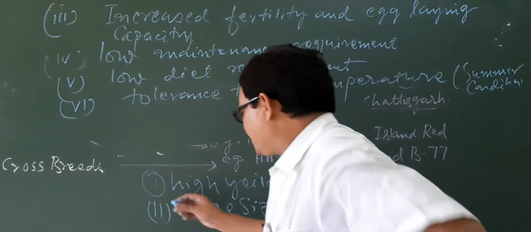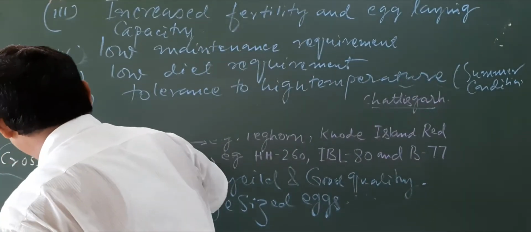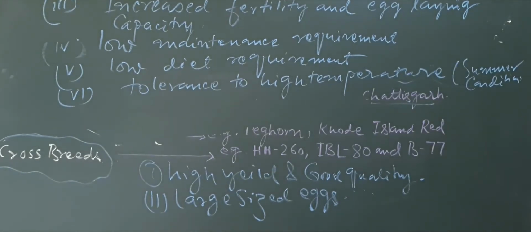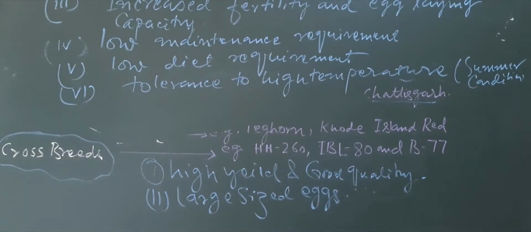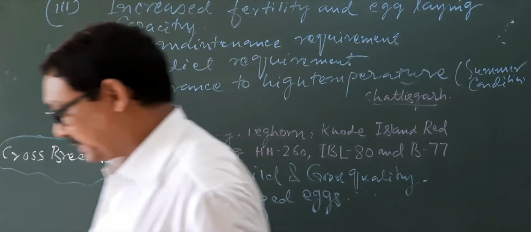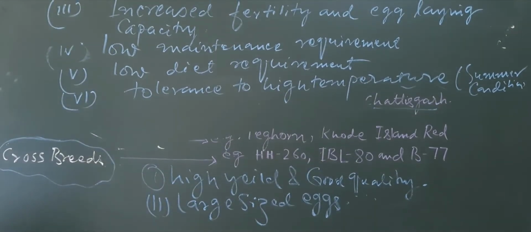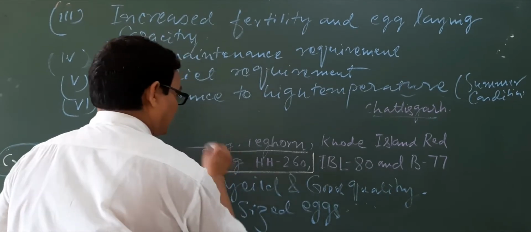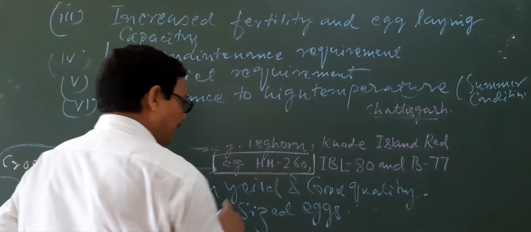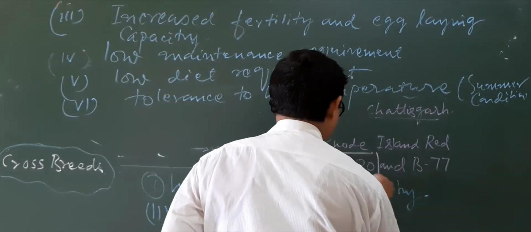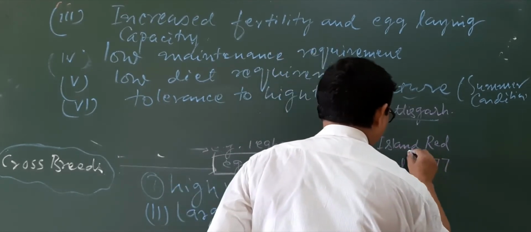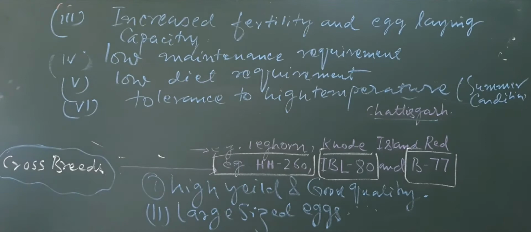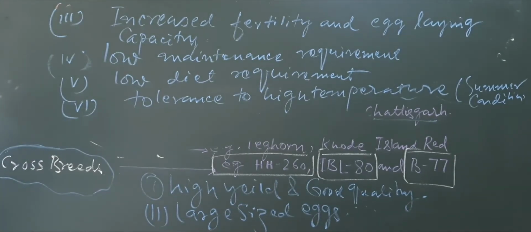Now the desirable varieties obtained so far can be available. That is here in the examples I have written, like HH260. This is the result of the crossbreeds, IBL80 and the B77. So these are some crossbreeds, examples of the crossbreeds.